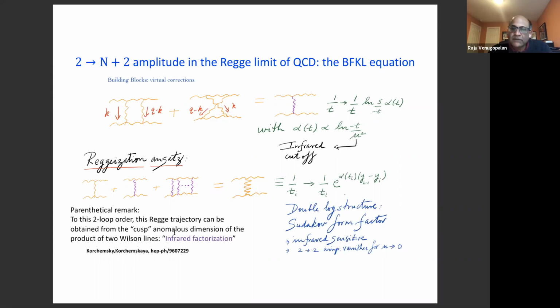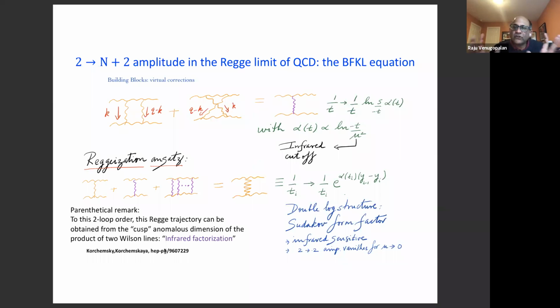And this program is called infrared factorization. It was developed quite a bit by Korchemsky and collaborators early on, and now there's a large number of people working on this. People have computed these cusp anomalous dimensions now to 3 loops, actually, and that can then be used in principle in the Regge limit. There's a nice paper by Korchemsky and Korchemskaya who discuss this.